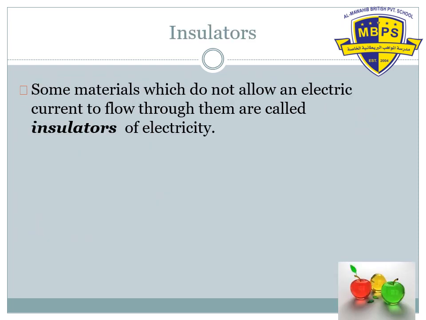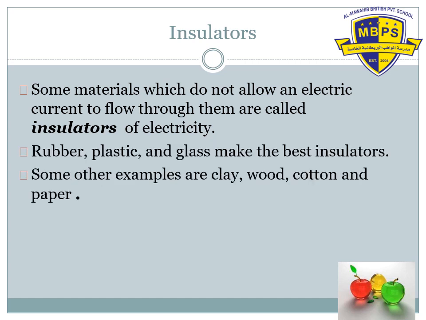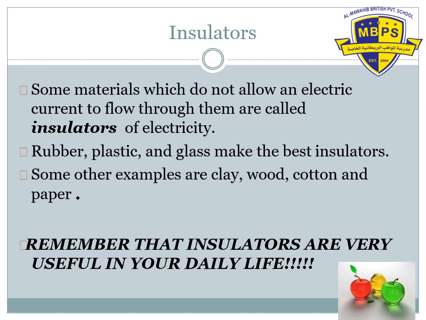What are insulators? Insulators are those materials which don't allow electric current to flow through them. Where do we find insulators in our lives? We find insulators everywhere because they prevent us from getting an electrical shock. Rubber, plastic, glass are the best insulators. Some other insulators are clay, wood, cotton and paper. And like I said before, insulators are very useful in our daily life.